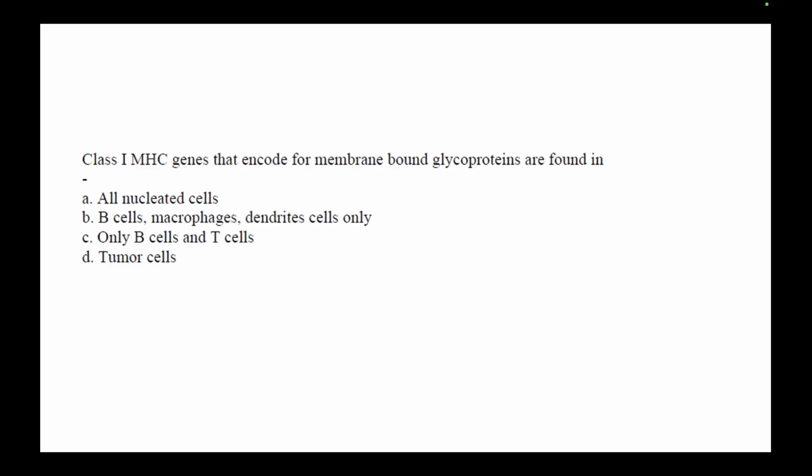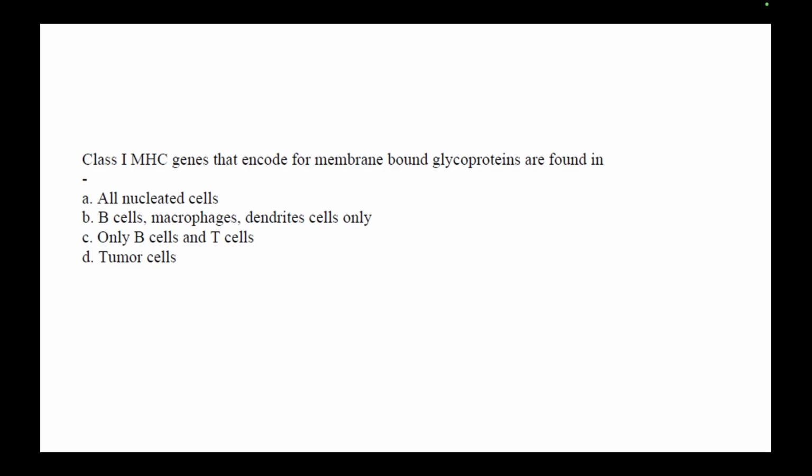So this is it. Let's take the questions related to today's topics, whatever we have gone through. Here you can see the first question is: the class 1 MHC genes that encode membrane-bound glycoproteins are found in. We have read in the previous class that class 1 MHC genes are present on all nucleated cells. Except RBC, which is non-nucleated, all nucleated cells express the class 1 MHC gene.